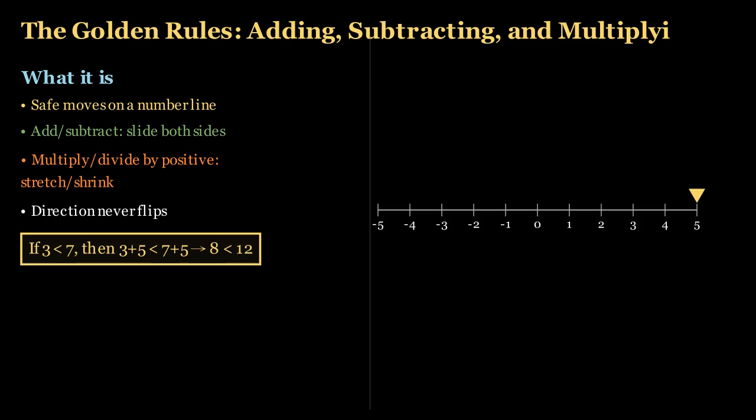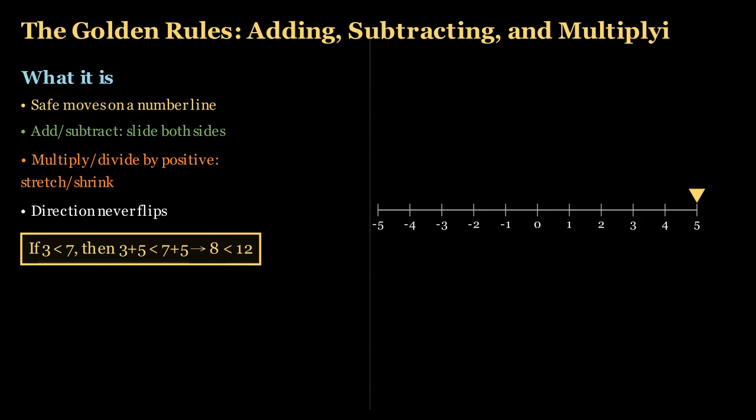Multiplying or dividing by a positive number is like stretching or shrinking the whole number line evenly from 0. The gap between them changes, but the order never flips. These are the safe operations that let you solve for unknowns without breaking the inequality. Why do we need these rules?